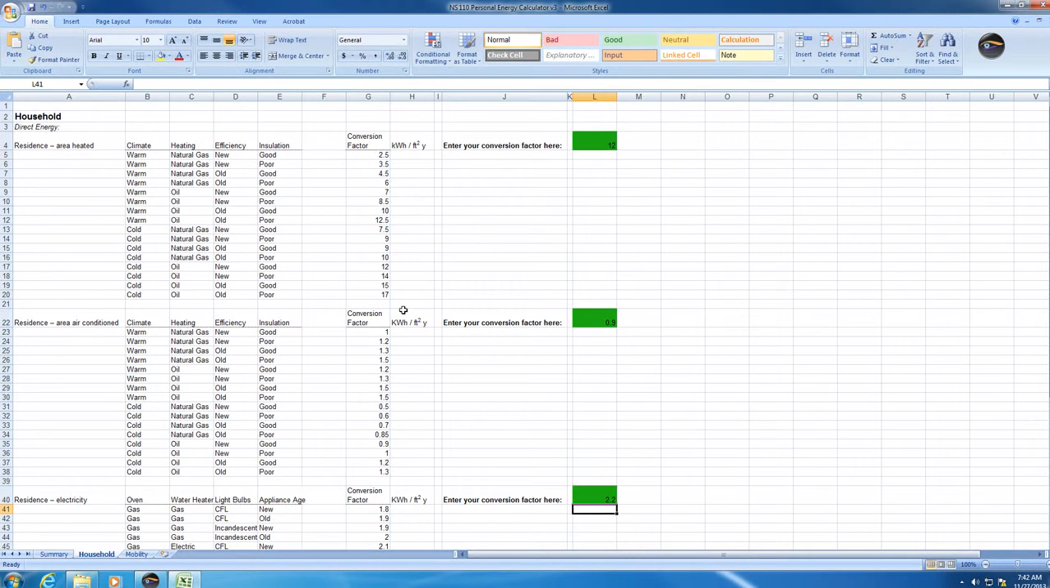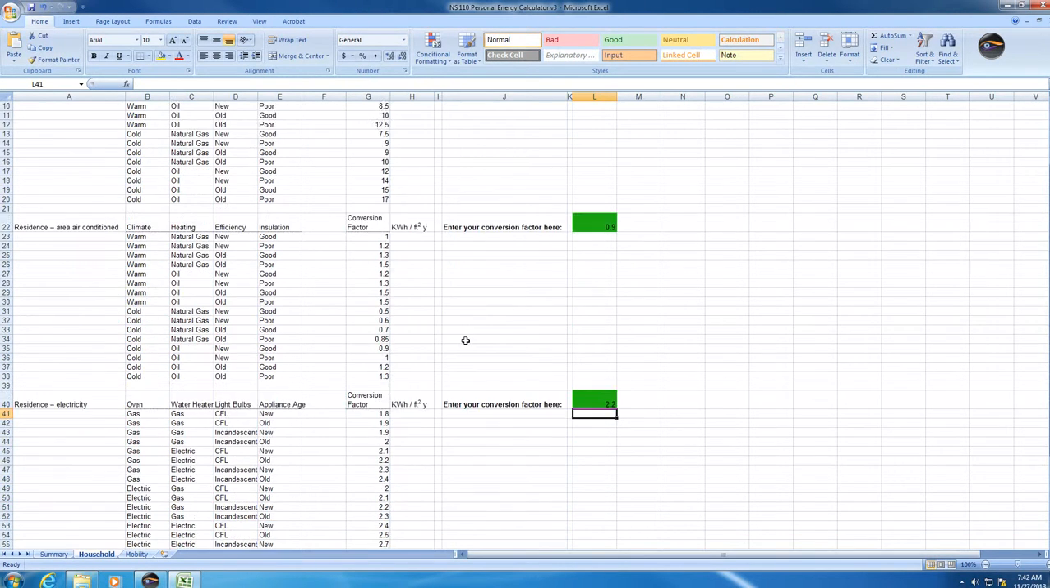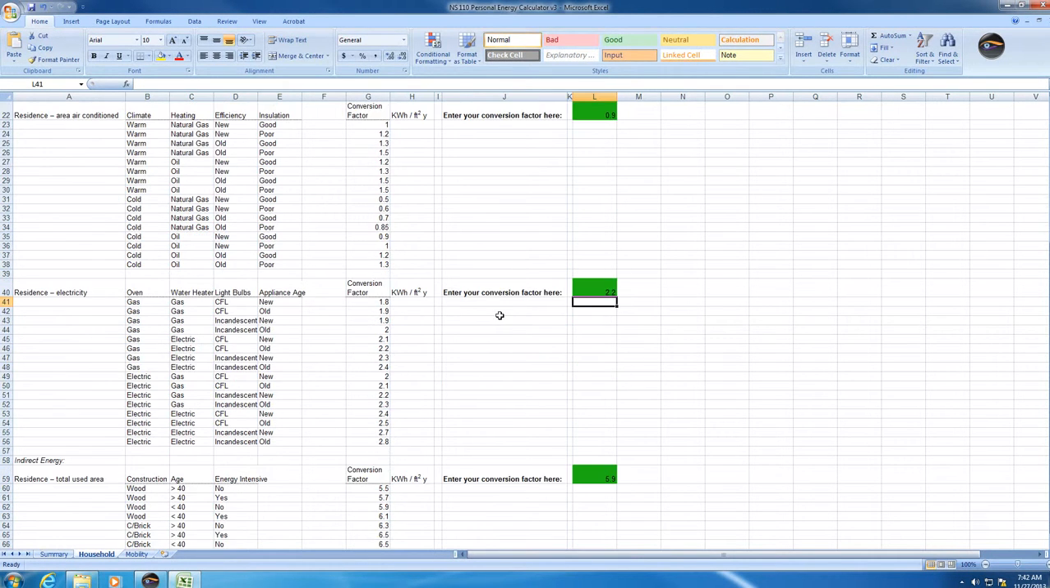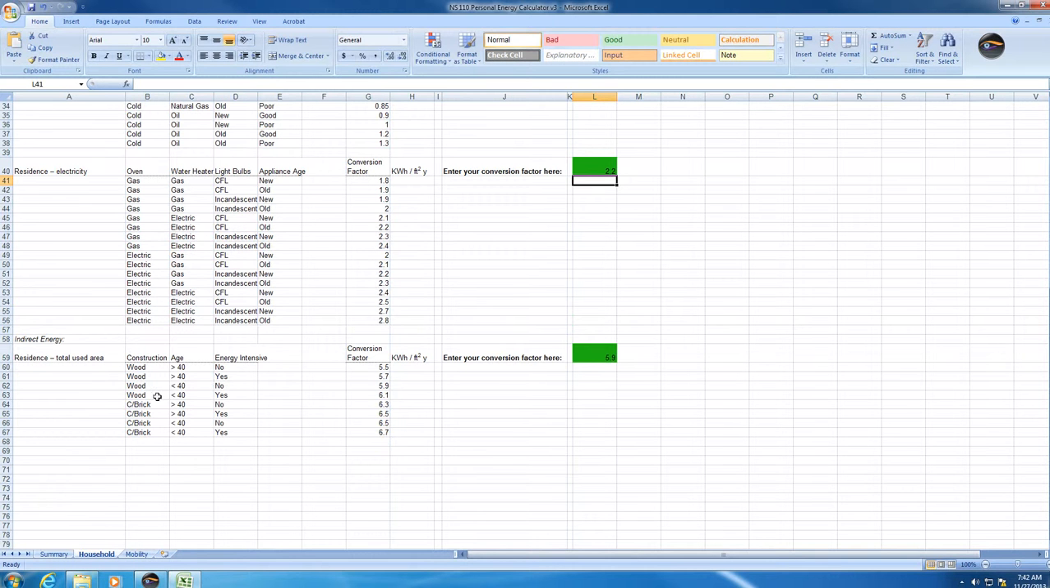Okay, now that we are back, you'll see that I calculated the rest of the conversion factors. Let's say that if the climate is cold, we're still heating with oil, the efficiency is high, the oil burner is new, the insulation is good. For air conditioning, the conversion factor is 0.9. For electricity, under the same conditions, it's 2.2 if we use incandescent light bulbs. And that if the construction is wood and the house is relatively new, the conversion factor is 5.9.